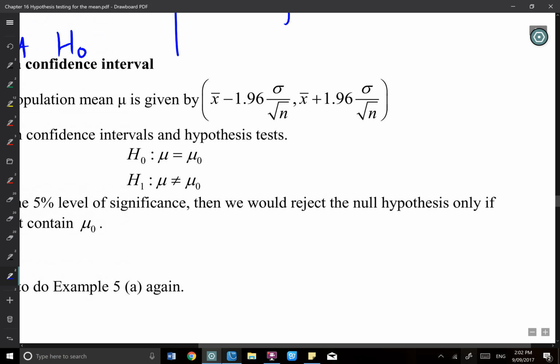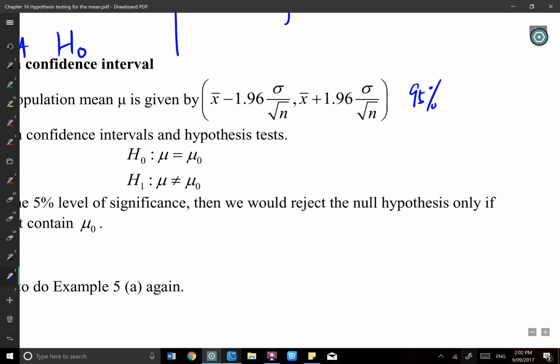That's the 95% confidence interval. As I said, it's about 95% sure that my true mu will be included in that range, right? If we reject things at the 5% significance level, which is the same as accepting things at 95%, then if it's two-tailed it's 5%. I want the middle to be 95%.